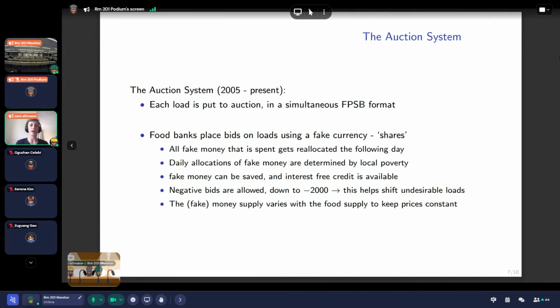How much of this fake money a food bank receives depends on the poverty in their area, and fake money can be saved and borrowed. They can place negative bids down to a reservation price, which just helps shift undesirable loads to keep the donors happy. Finally, the supply of this fake money varies with the supply of food to keep prices constant, so that food banks always know roughly how much they should bid.